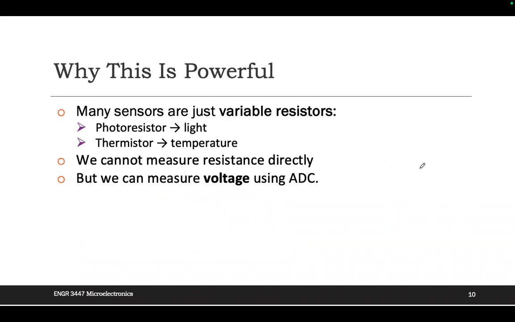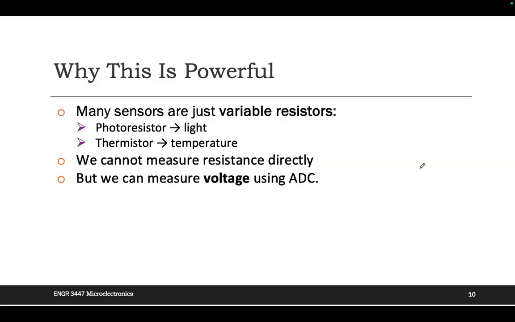Okay, and then why is this powerful? Today we will just talk about two different sensors, but there are so many other sensors in the real world. For example, you can detect humidity, pressure, or other things, using different sensors. Actually, the main sensors are just variable resistors. For today's lab, the photoresistor responds to light, and the thermistor responds to temperature.